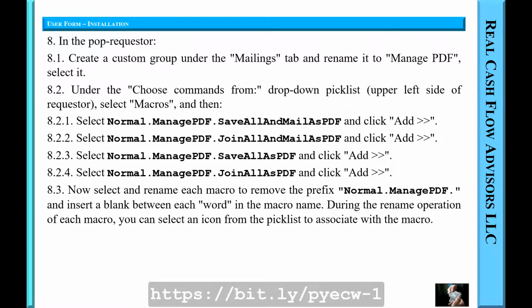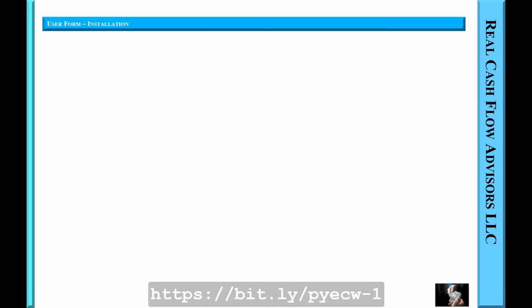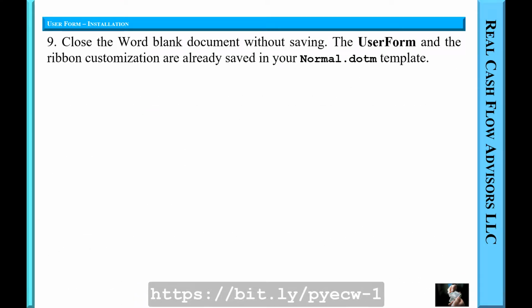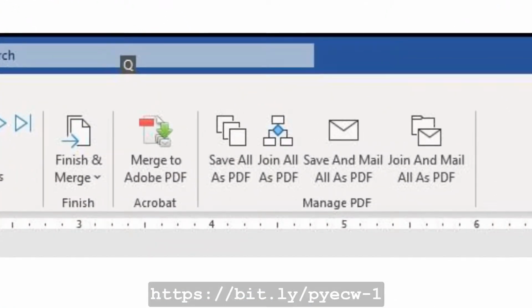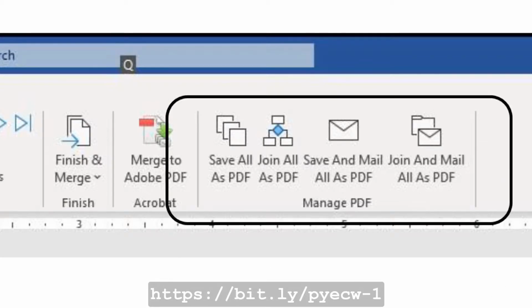Now select and rename each macro to remove the prefix and insert a blank between each word in the macro name. During the rename operation of each macro, you can select an icon from the pick list to associate with the macro. Click OK. Close the Word blank document without saving. The user form and the ribbon customization are already saved in your Normal.dot template. So the Mailings ribbon should look something like this, with these user macros added.